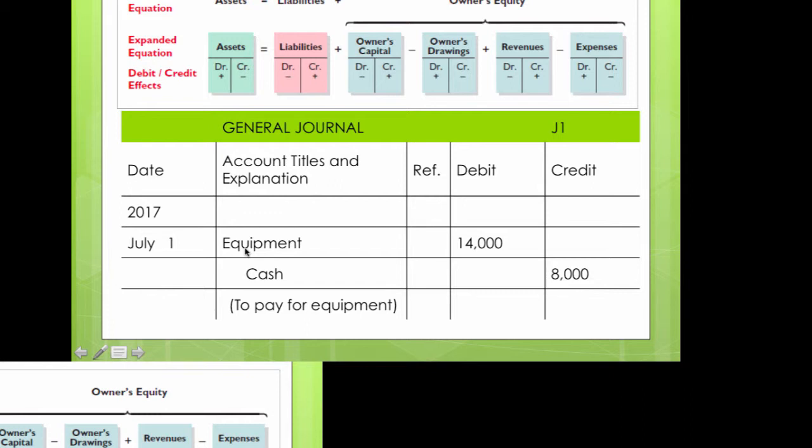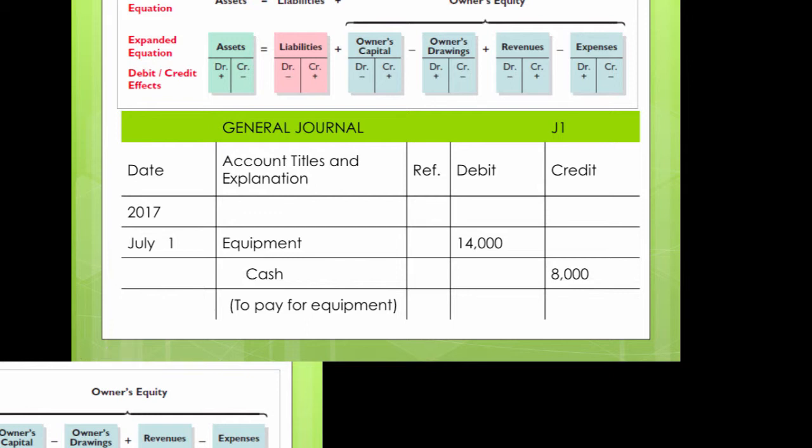Every time you journalize, the first line should be the debit, which is not indented, and the second line will always be the credit, which is indented. Okay? After each transaction, you would add a brief description, which is right here in parentheses.